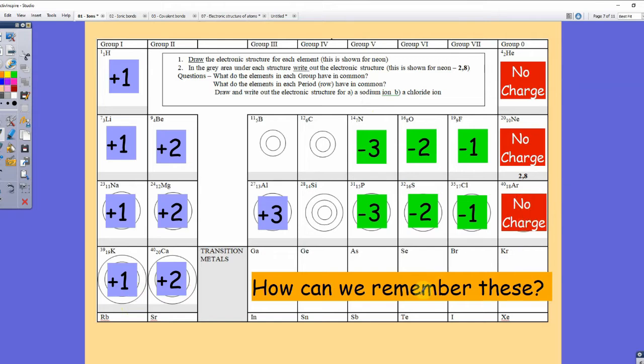So these are one of those things that you need to remember. I just remember metals form the ion of their group number, and non-metals, their charge added to their group needs to equal 8.